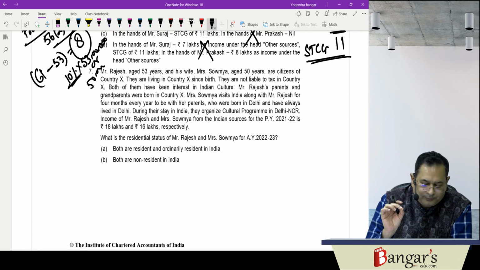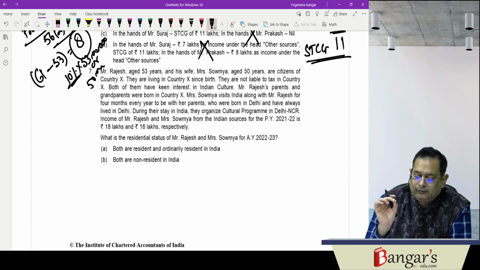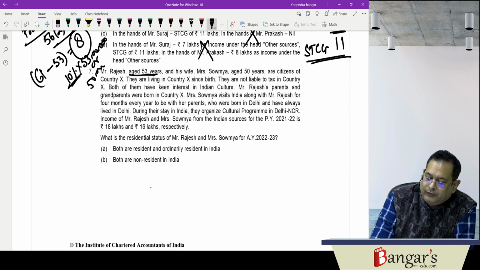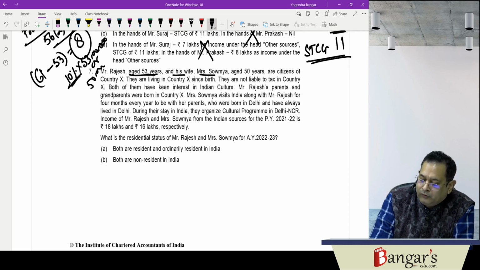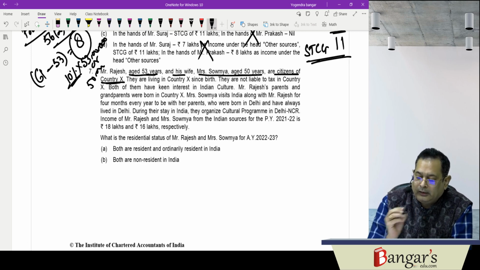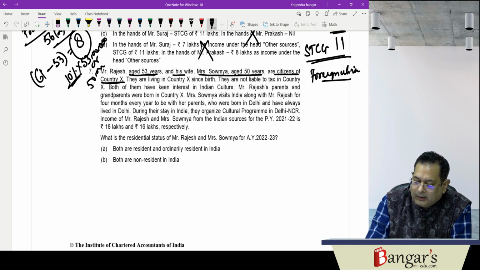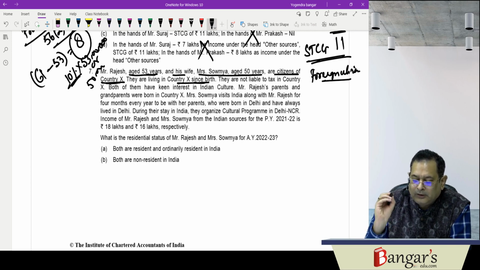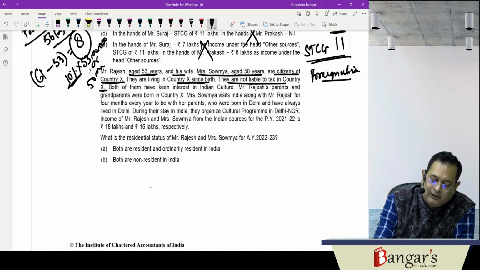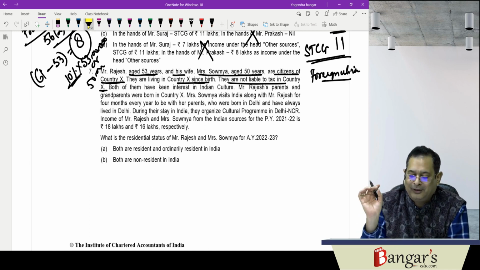Mr. Rajesh, aged 53 years, and his wife, Mrs. Somya, aged 50 years. They are citizens of country X. They are foreign citizens. They are living in country X since birth. And they are not liable to tax in country X. These are countries where a person is not required to pay any tax.